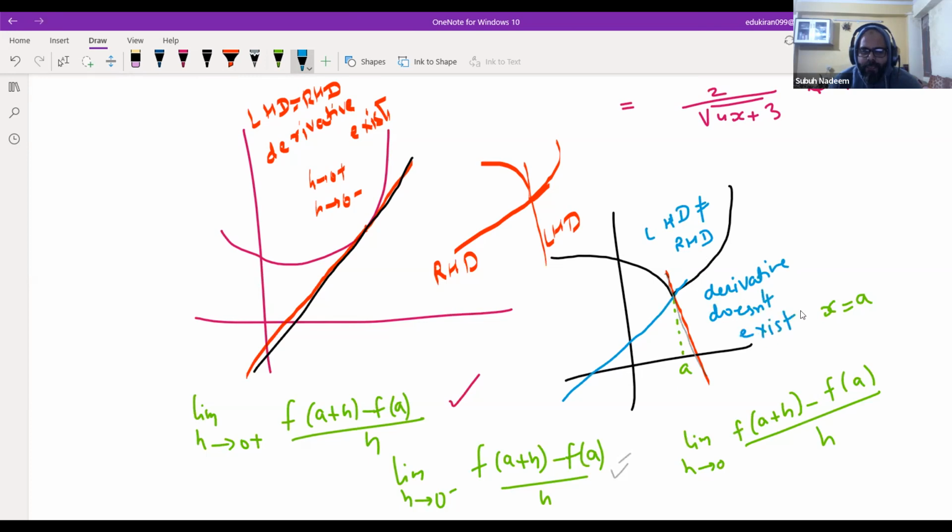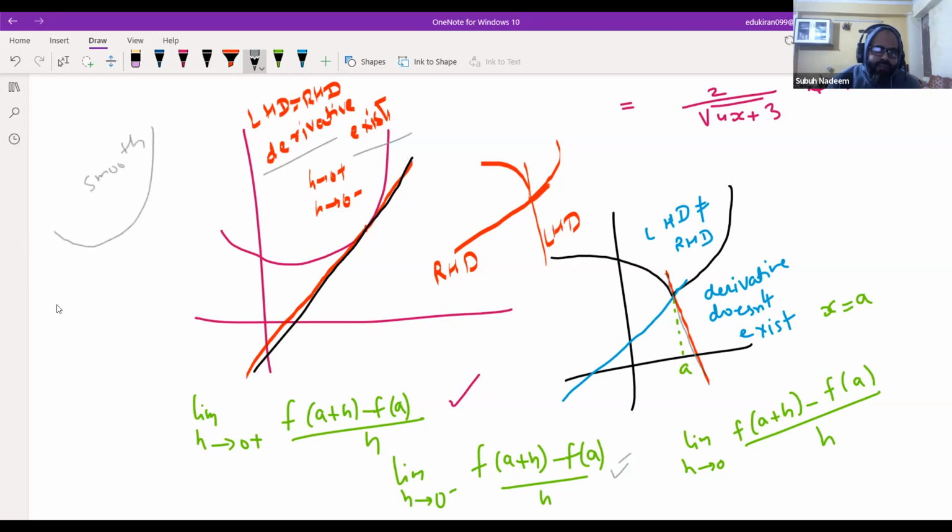So left-hand derivative is not equal to right-hand derivative, the derivative does not exist. What happens basically is that for a derivative to exist, the left-hand derivative should be equal to the right-hand derivative. Geometrically, it means that the curve should be smooth. It is a smooth curve.